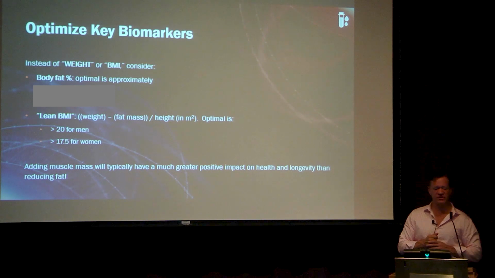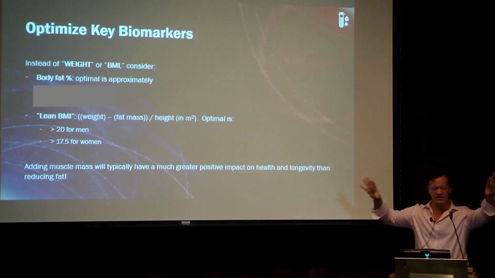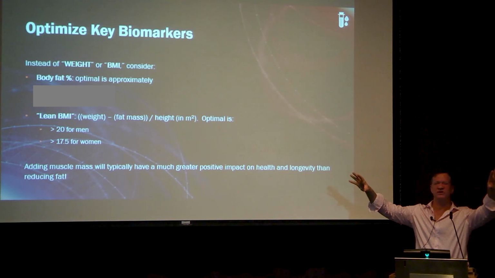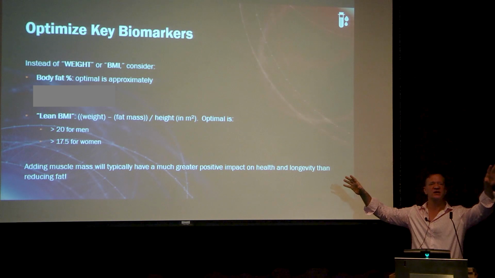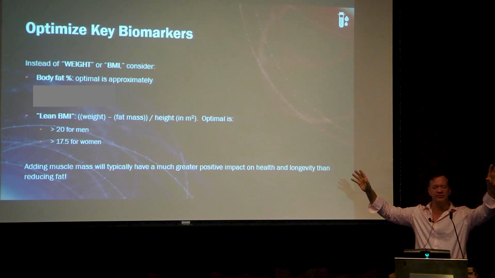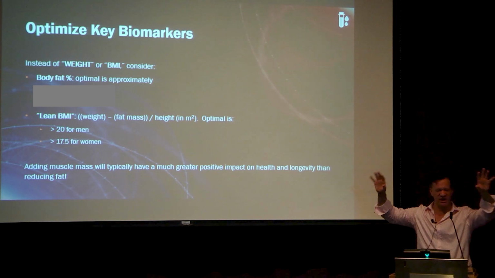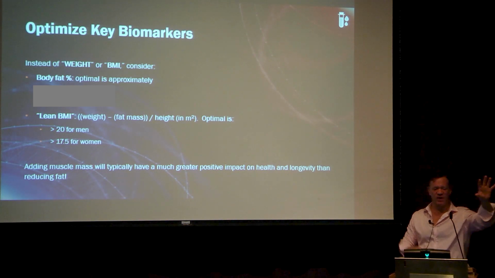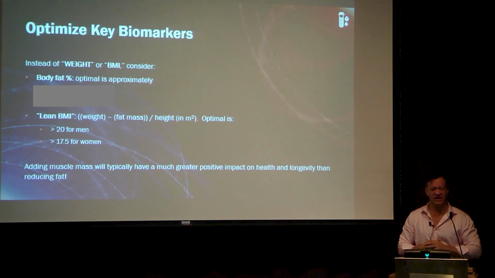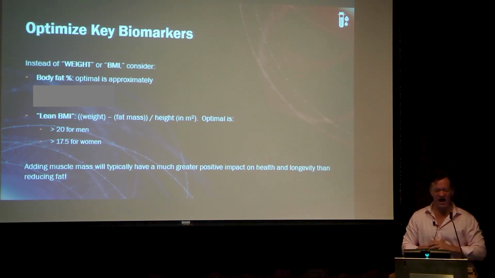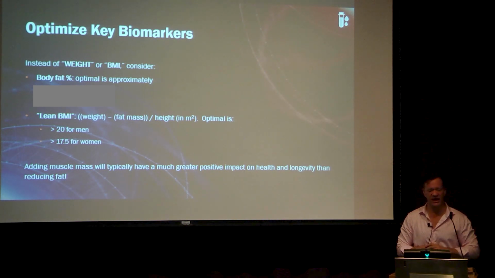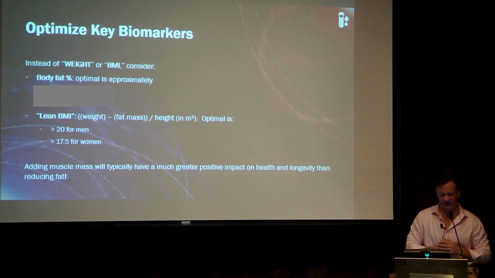This calculation, you basically take your weight, you subtract the amount that is fat. There's special scales at many gyms, DEXA scanners, things like that, InBody machines that can tell you your body fat mass or your body fat percentage. Anyway, you take your weight, subtract the fat mass, divide by your height in meters squared, and you just want that to be as high as possible. Try and get it above 20 if you're a man, above 17.5 if you're female.